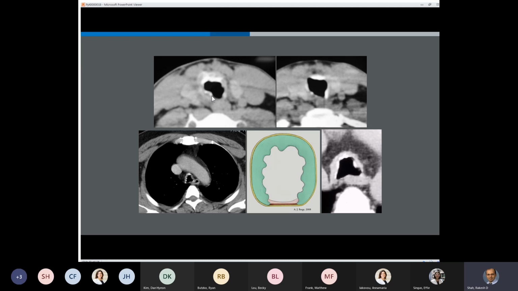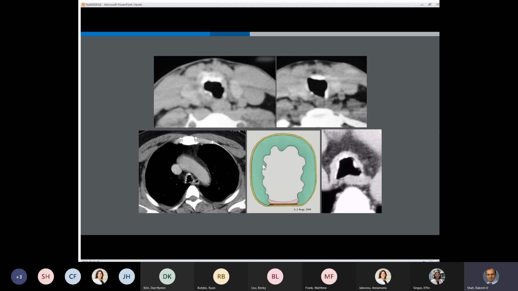As opposed to this condition where the posterior membrane is spared, but what you're seeing are these calcified nodules that are protruding into the lumen. This is a condition in radiology we call an aunt minnie, which is rare, but there is no differential. This is what we call tracheobronchopathia osteochondroplastica.